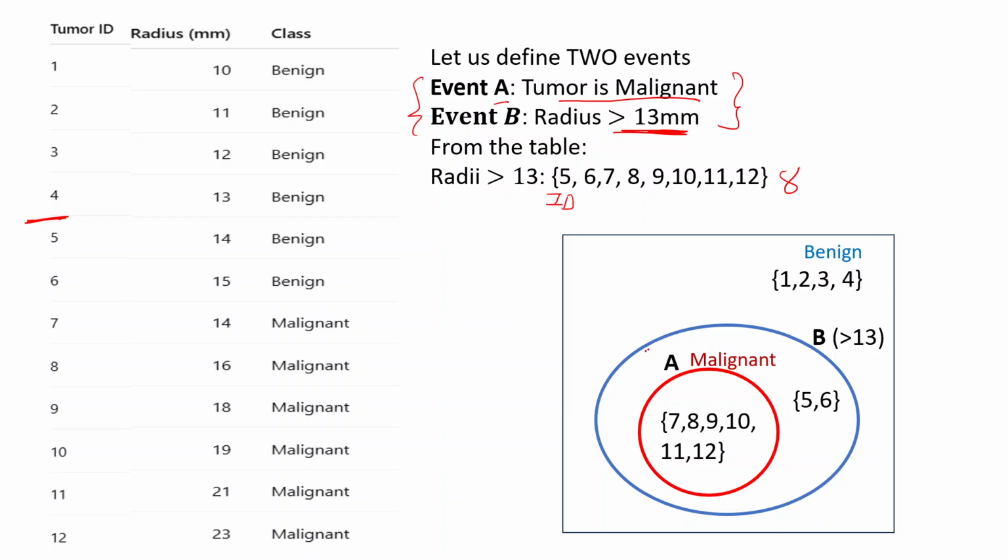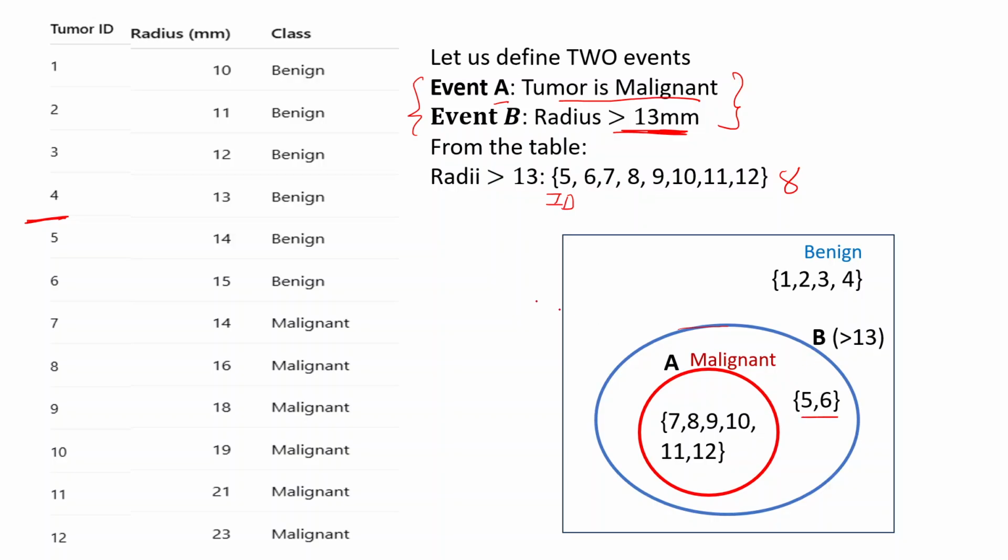Now, this big blue circle which you are seeing is for the event where the tumor radii is greater than 30. Therefore, 5, 6, 7, 8, 9, 10, 11, 12 will fall in this particular basket. But what is the event A? Event A is: the tumor is malignant. Therefore, this event is going to fit inside this particular circle, and 7, 8, 9, 10, 11, 12 will belong only to the malignant case, but also greater than 30.